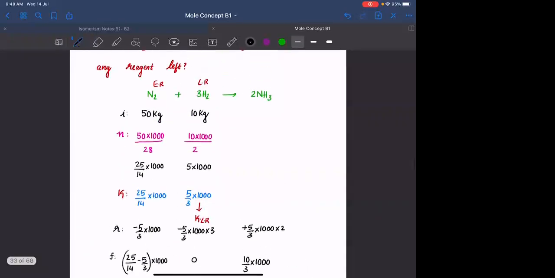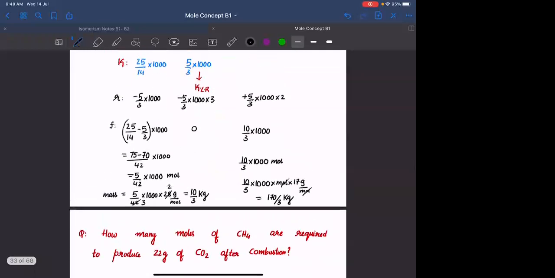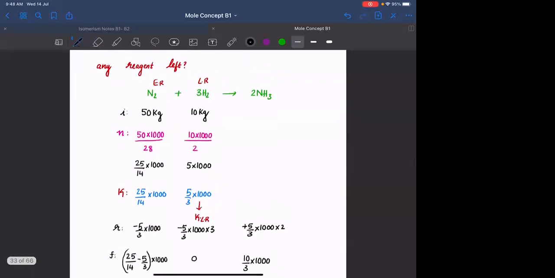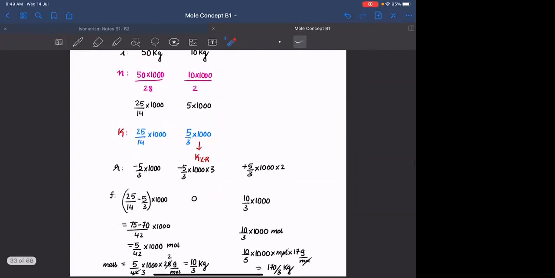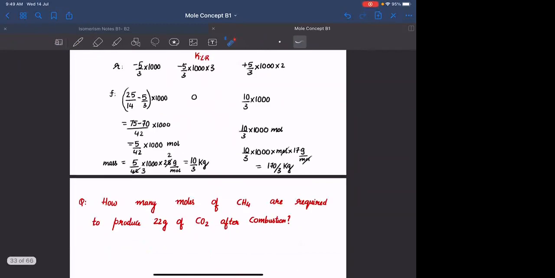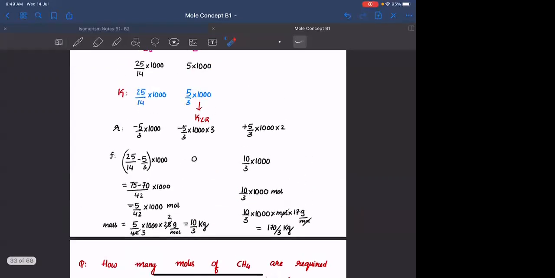Clear? You can cross check. Look, what is the initial total mass? 50 kg plus 10 kg, that is 60 kg. The final mass also must be the same. Final mass is 10 by 3 kg and this is 170 by 3. Add both of them, which is 180 upon 3, which is again 60 kg. So the calculation we did is correct. You can always cross check your answer. Agreed? Yes, sir.